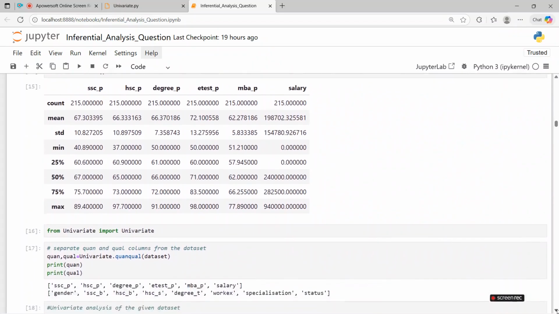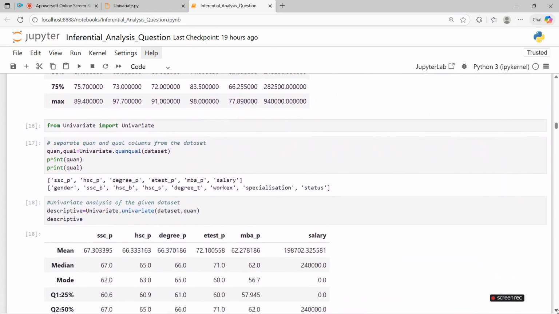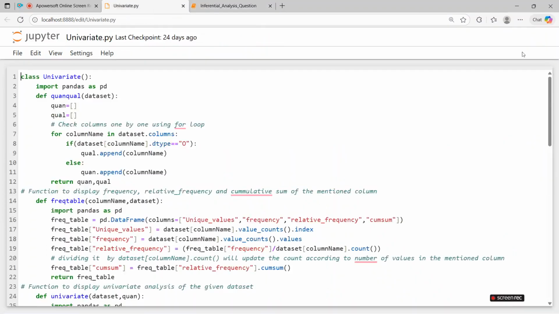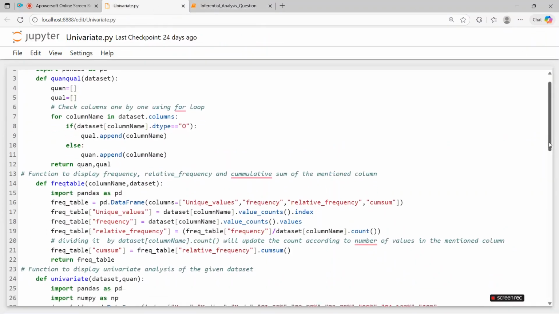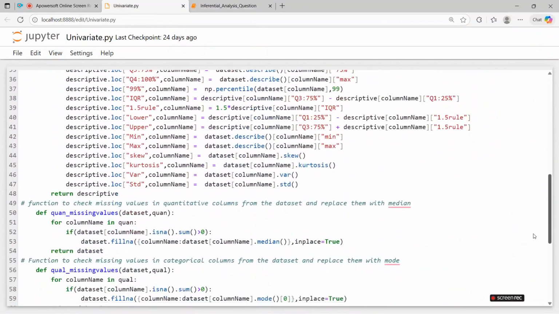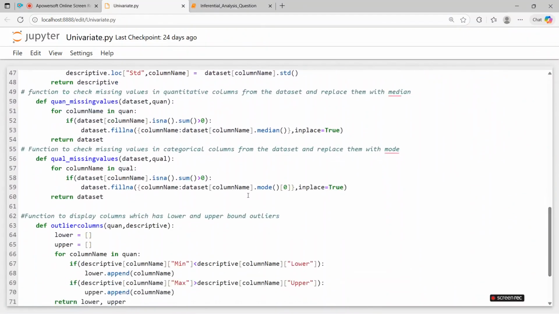So before going on further, we need to do the univariate analysis for this dataset. The main part is we need to check for the outliers. If there are any outliers available in the dataset, they should be replaced by the appropriate value. And then we need to move on further with our analysis. For that, we have a univariate file, in which we have all the functions related to the univariate analysis. And we have functions related to finding the outliers and replacing outliers. So we will be using that from this file.